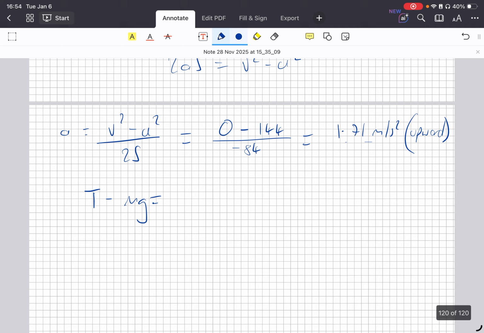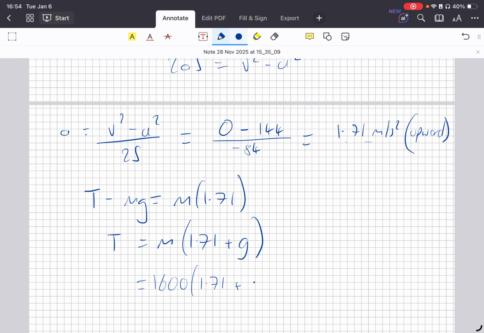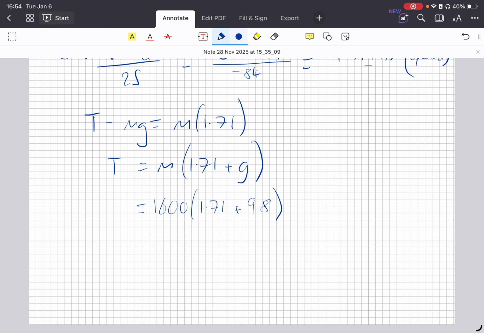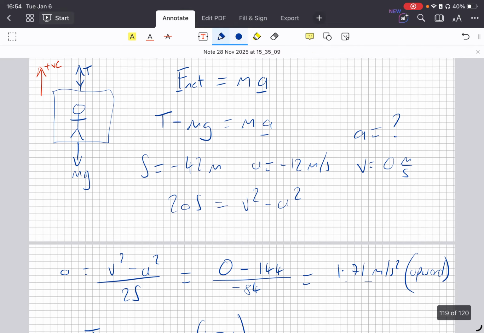So we have T minus mg is equal to the mass times our acceleration, which we can now substitute in as 1.71. Just work with this a little bit. m times 1.71 plus g. I've just taken out a common factor of m there. And I can now substitute in my value for the mass, which is 1600 kilograms. 1.71 plus g, of course, where g is 9.8 meters per second squared. And when we multiply all of this out, we get that the tension in the cable is 1.8 times 10 to the 4 newtons. And that's our problem complete.